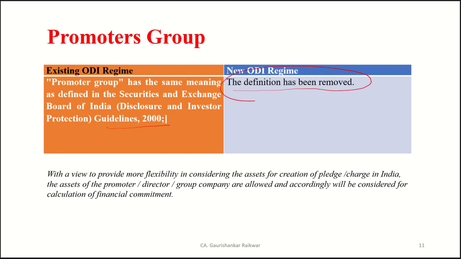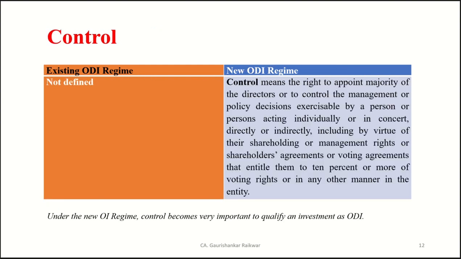With a view to provide more flexibility in considering the asset for creation of charge in India, the assets of the promoters, directors, and group companies are allowed and accordingly will be considered for calculation of financial commitment. So basically the definition is not there, but they have included the promoters, directors, and group company associates for creation of charge, and it will be taken as financial commitment.